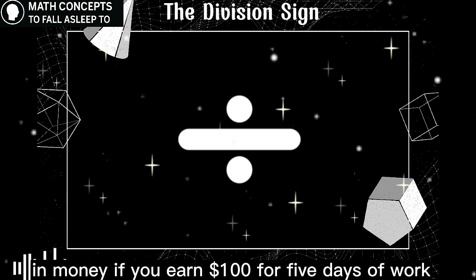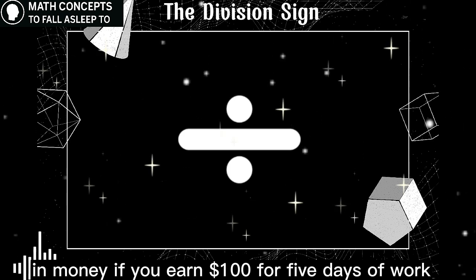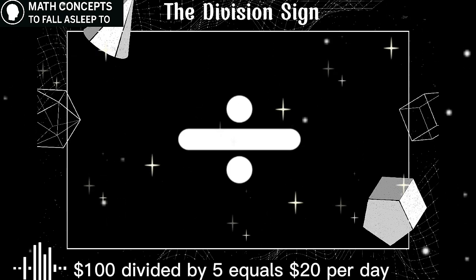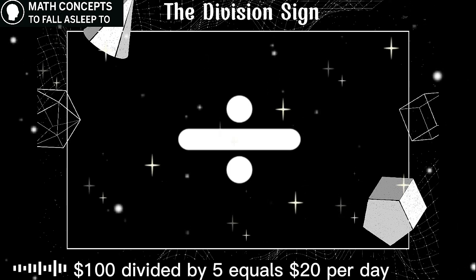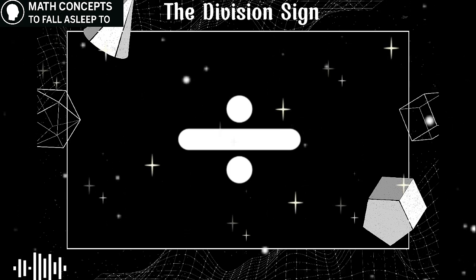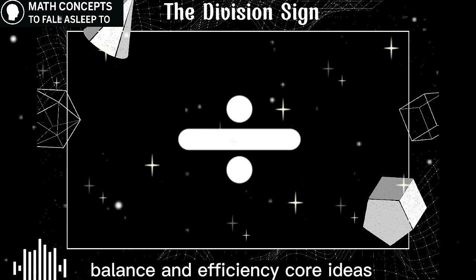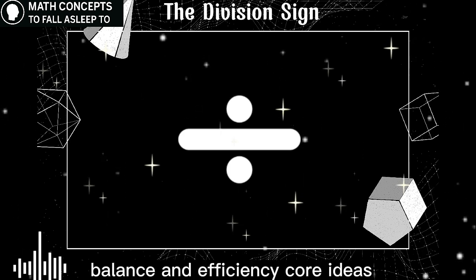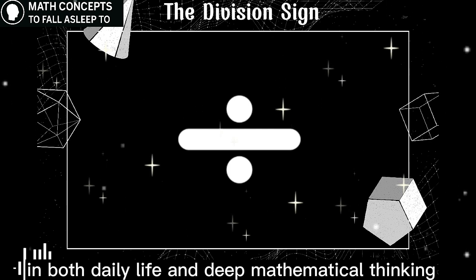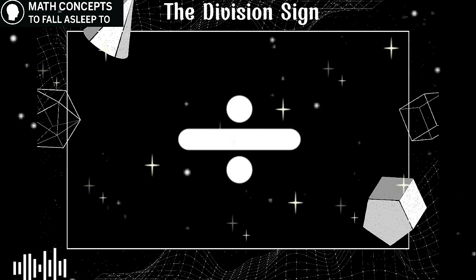In money, if you earn $100 for 5 days of work, $100 divided by 5 equals $20 per day. Division teaches fairness, balance, and efficiency, core ideas in both daily life and deep mathematical thinking.